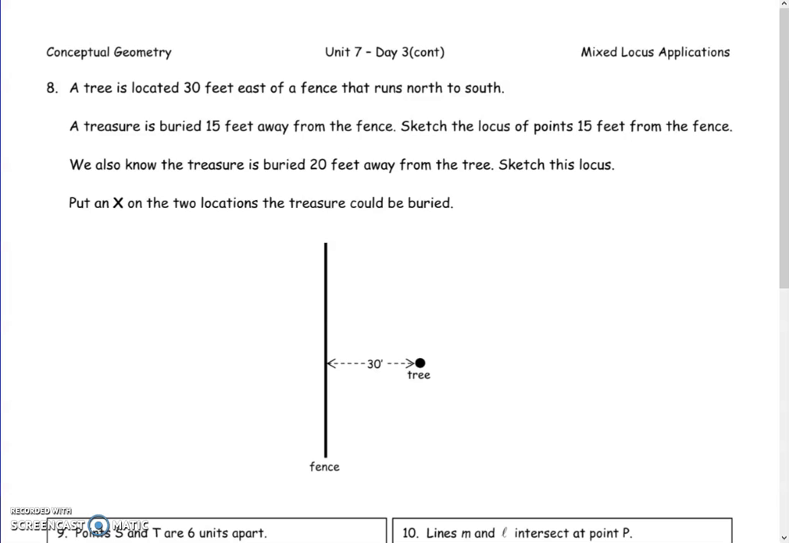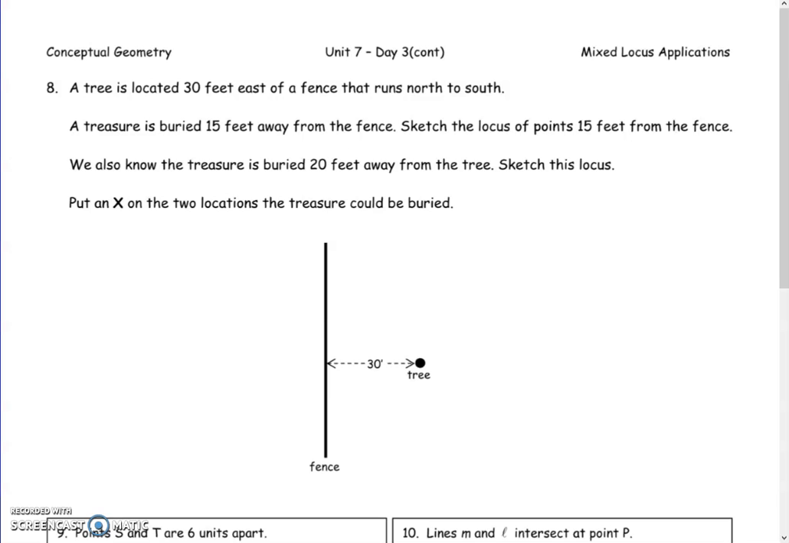All right, number 8, we're no longer on the grid. It describes a situation. It says a tree is located 30 feet east of a fence that runs north to south. So there's a picture of it. You see the fence running up and down, and then there's a tree 30 feet to the east of it. It says a treasure is buried 15 feet away from the fence. Sketch the locus of points 15 feet from the fence.